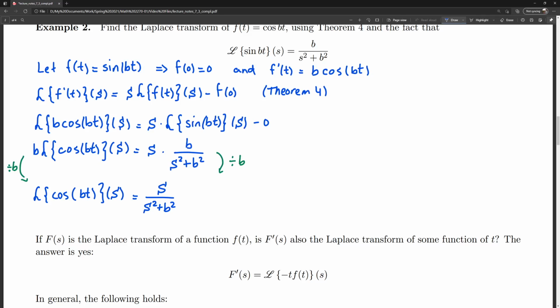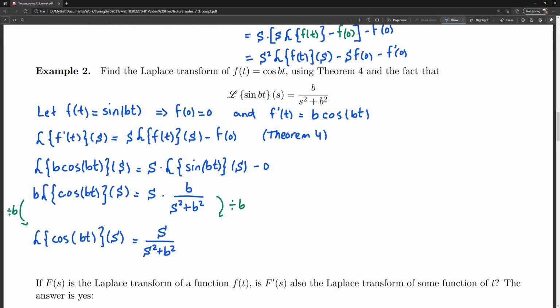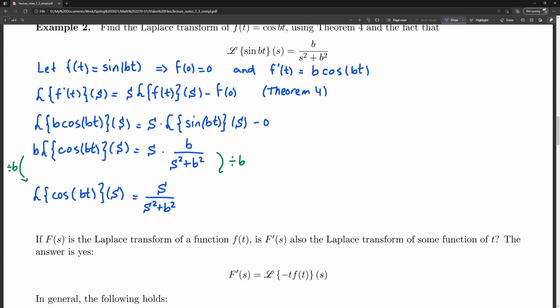Now, of course, you could also look this up in a table, and so this does not make for a good exam problem here, but it shows the strength of that theorem that we can find one Laplace transform from another by just some manipulation here, and we don't have to do an improper integral.